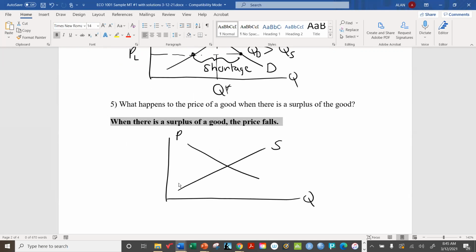All right, here's our equilibrium price. P star, Q star, we'll call it. And let's call this pH for price that's too high. How about that? All right. So you can see from looking at this, the quantity supplied exceeds the quantity demanded.